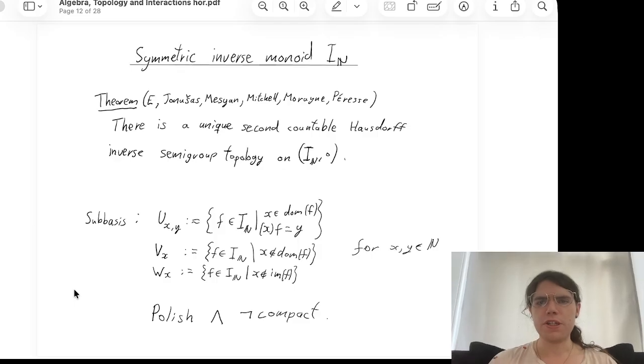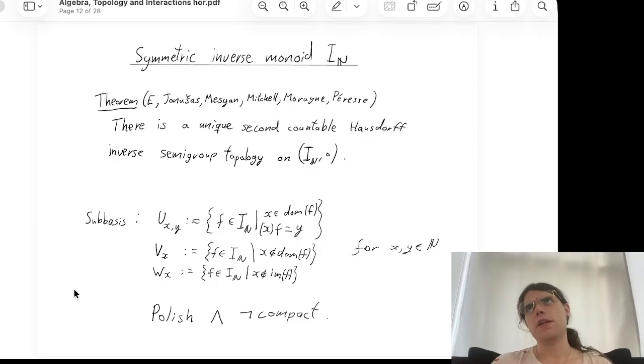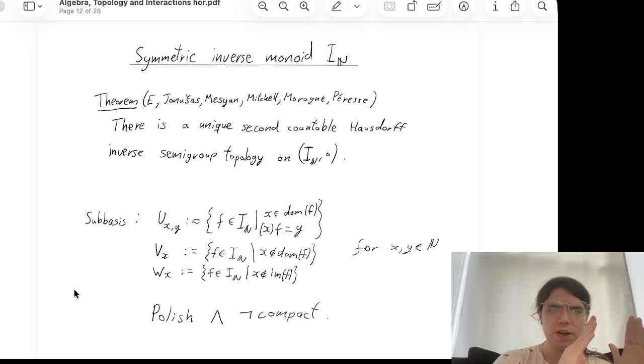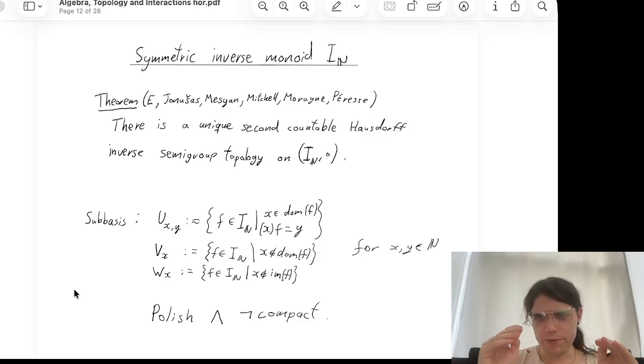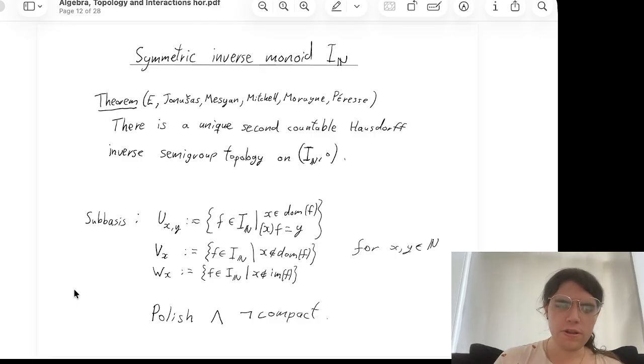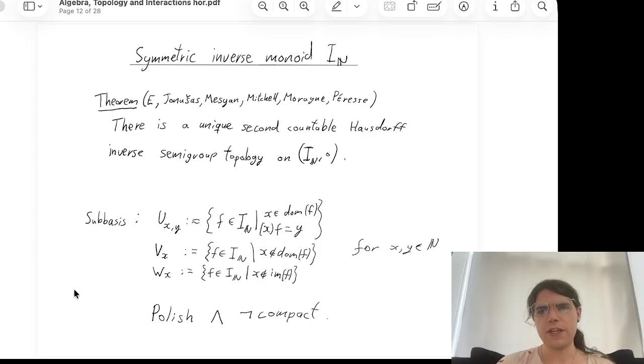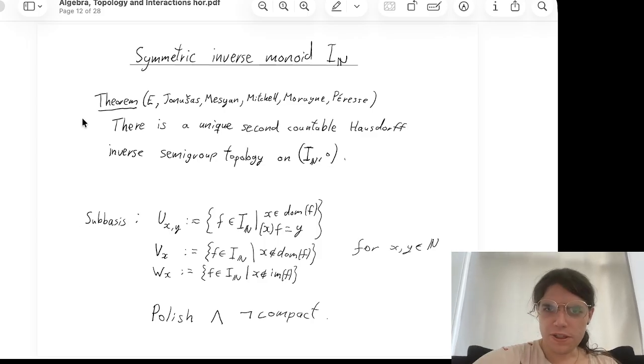Okay, so the symmetric inverse monoid. I mentioned before that semigroups correspond to transformation semigroups, which are like the endomorphism monoids of things in some sense. And inverse semigroups are the partial isomorphism monoids of things. The symmetric inverse monoid is the analog of the full transformation monoid. So the symmetric inverse monoid I_N is the inverse monoid of all partial bijections of the natural numbers. And again, we have a similar result to the one before.